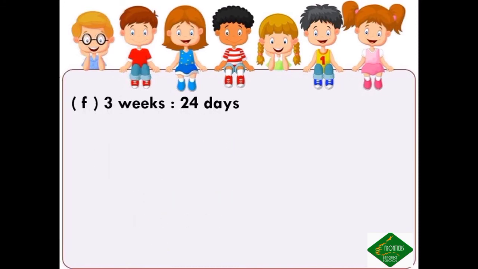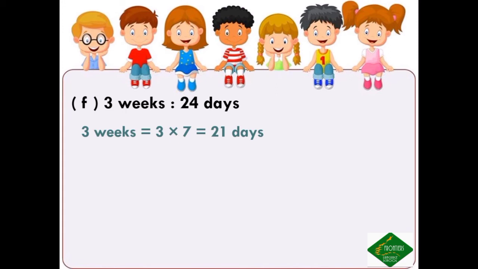Letter F, 3 weeks to 24 days. We have different units, weeks and days. So ask yourself, 1 week equals how many days? 1 week equals 7 days. So I will convert 3 weeks to days. I will write 3 multiplied by 7 equals 21 days.